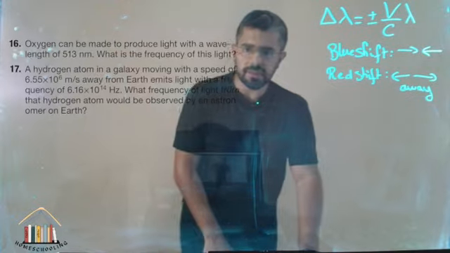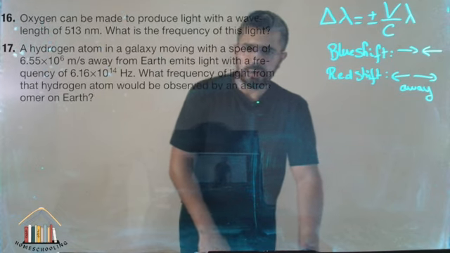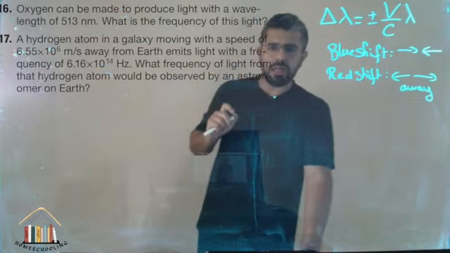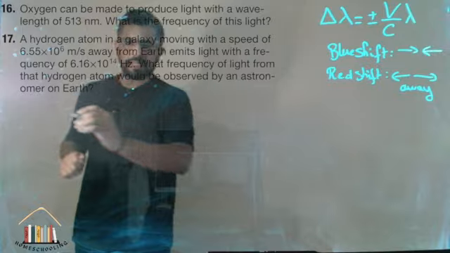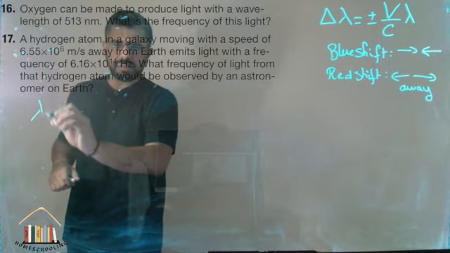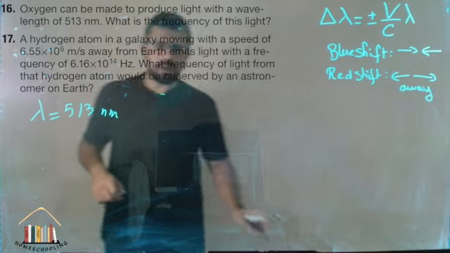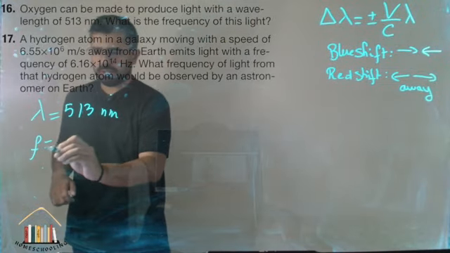Okay, let's start discussing some questions here. Oxygen can be made to produce light with a wavelength of 513 nanometers. So let's write the given. Here the given is 513 nanometers. The question is: what is the frequency of the light? So we are asking for f, the frequency.